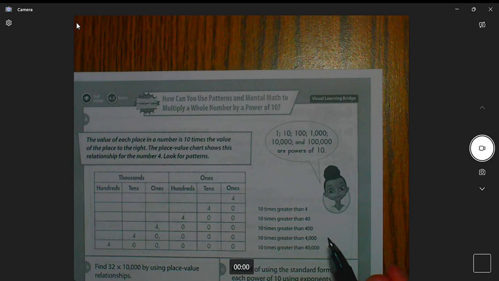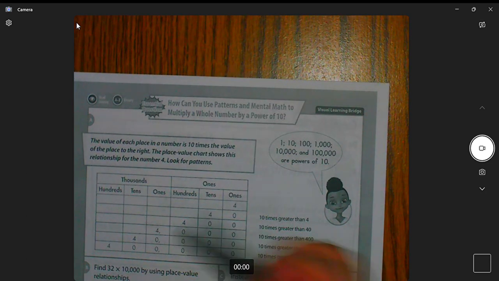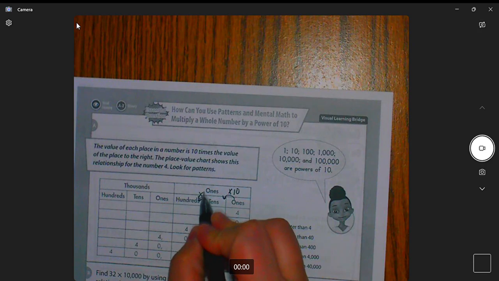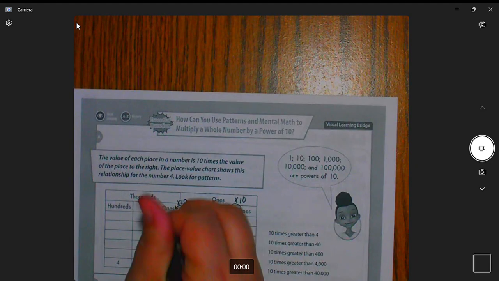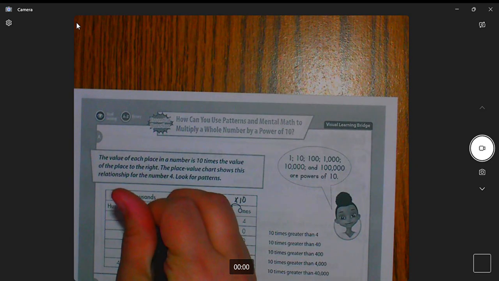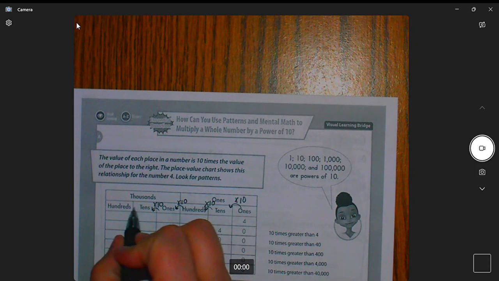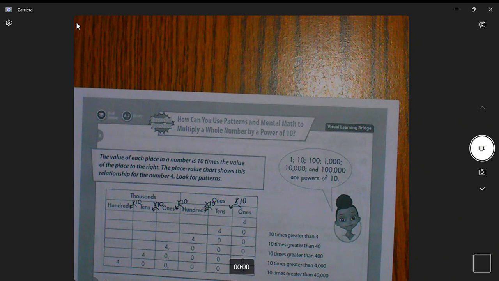So, the first thing I need to look at is that when I multiply, I am going up by tens when I go across the chart. So, from ones to tens is a times 10. Tens to hundreds, times 10. Hundreds to 1,000s, times 10. 1,000s to 10,000s, right? Times 10. And then 10,000s to 100,000s. Yes, times 10.